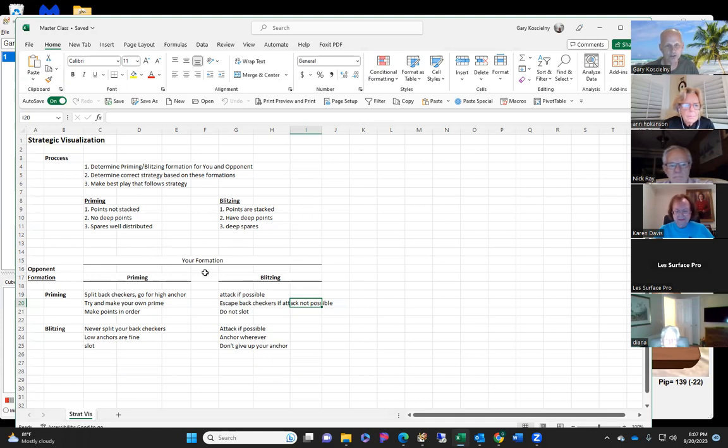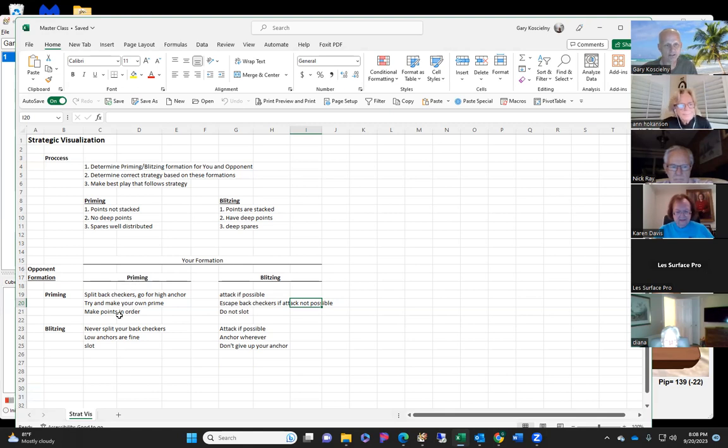So what do we do? Well, if you're priming and your opponent is priming, you want to split. You always split into your opponent's prime and go for a higher anchor. This makes the prime much more difficult for your opponent. And then on your side of the board, you're going to try to make your own prime, making your points in order. So you're not going to go for deep points and things like that.